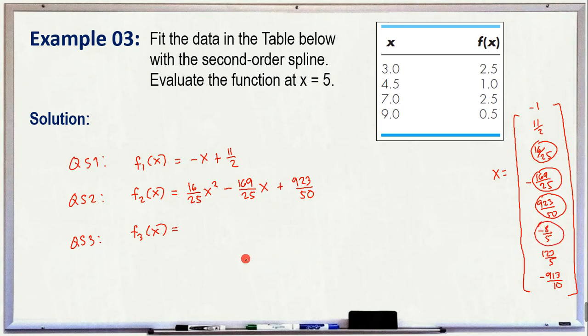Now, for our quadratic spline number 3, f of 3x is equal to, our a sub 3 is negative 8 over 5. So, negative 8 over 5x squared. Our b sub 3 is plus 123 all over 5x. Then, plus the c sub 3, negative 913 all over 10.